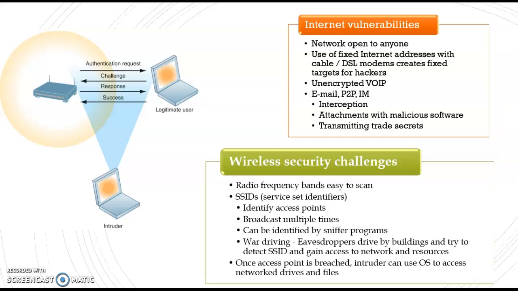For this topic, wireless security challenges. Radio frequency bands are easy to scan. If you still remember in topic 6, we covered the router, the hub, and the switch. The router handles communication between your network and other networks. It is like a gate that provides a way through. There, the hackers try to scan and listen to the network communication, especially the wireless. That is the easiest thing for people to scan.